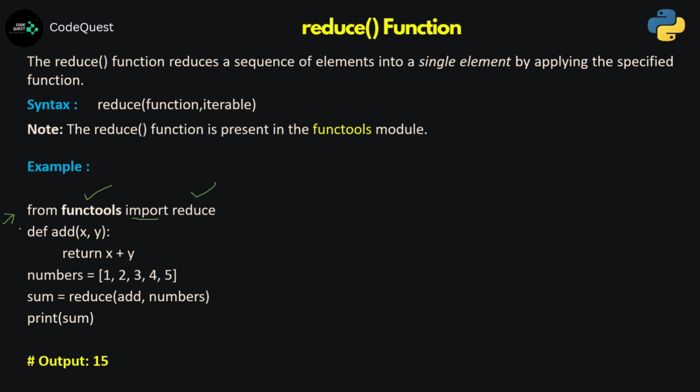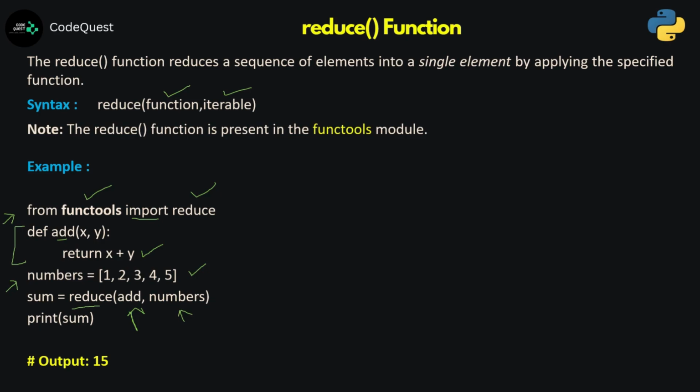Now we have defined one function, which takes two parameters x and y and simply returns the sum of those two parameters. We have taken one list, or an iterable, called numbers, holding these 5 elements: 1, 2, 3, 4 and 5. Now I am calling the reduce function. As per the syntax, the first argument is the name of the function, add, and the second one is the iterable, which is the list numbers.